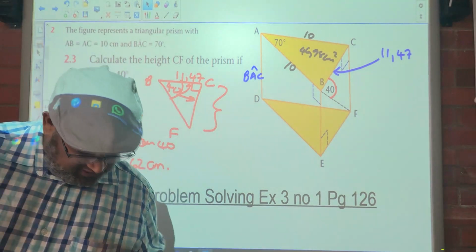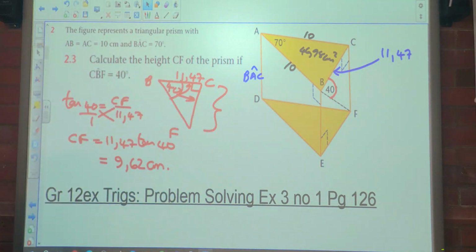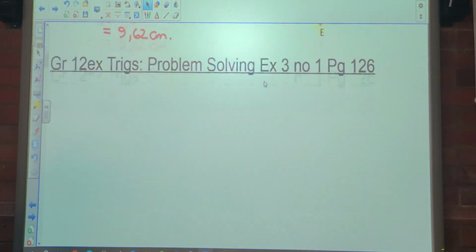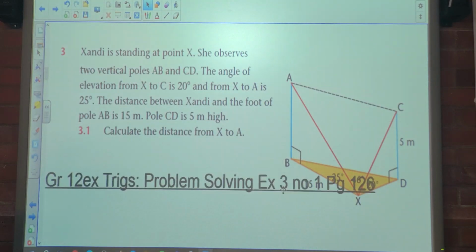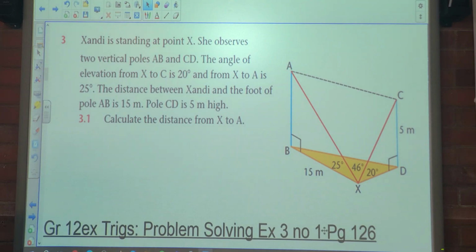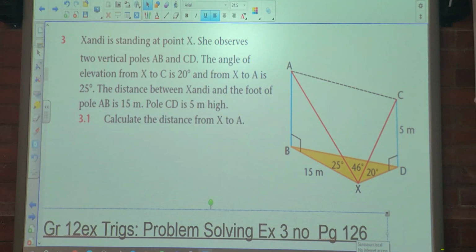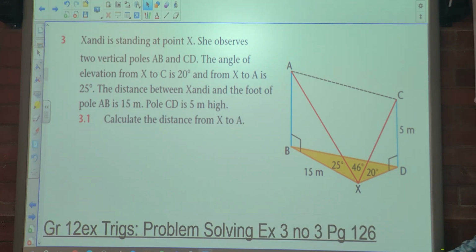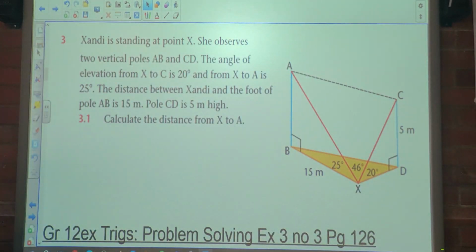Now the last question, or is there another one? The last one. Okay. Any confusion there? Right, let's carry on. That was number 2. This is of course now number 3. Okay, exercise 3, number 3. We are told that Zandi, is that correct?